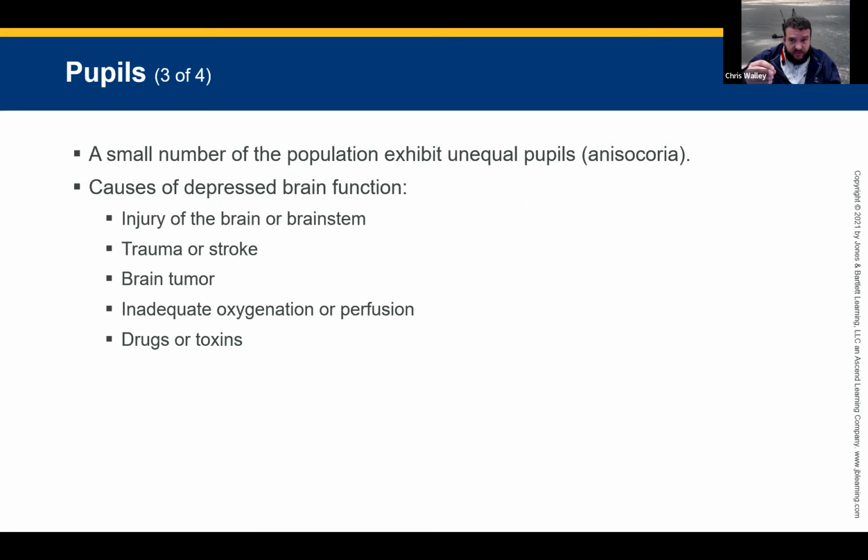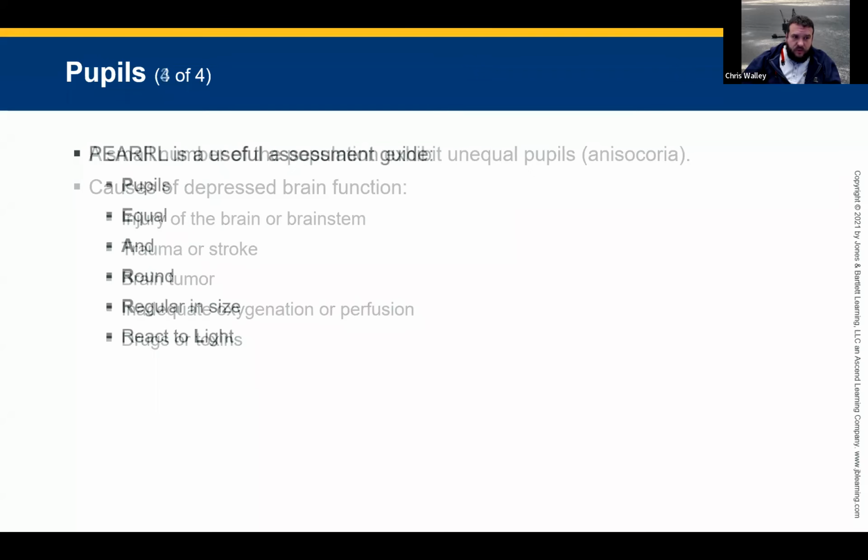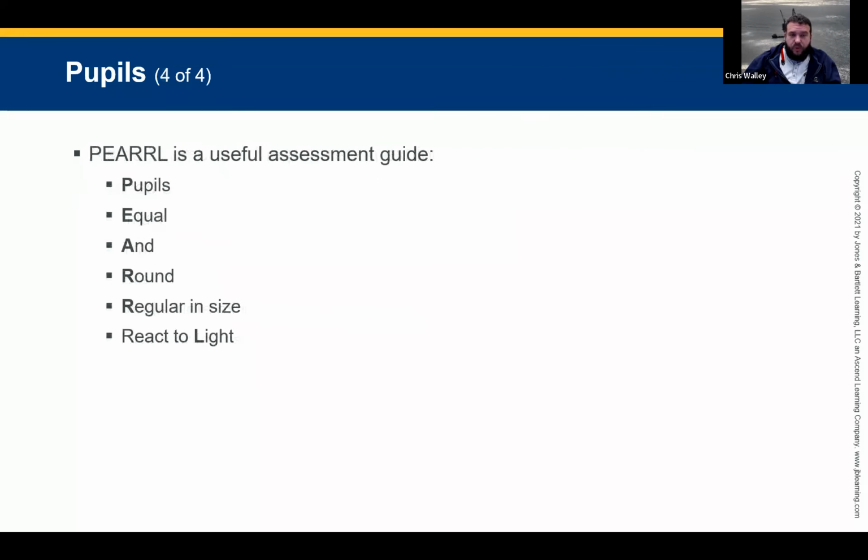So when you assess the pupils, look for it. Here's a way that you can remember that. Another mnemonic: it's called PERRL. Pupils equal and round, regular in size and reactive to light. I would remember that. So we want to know the PERRL. Pupils equal and round, regular in size, reactive to light. So that is what we look for when we go to assess the eyes.